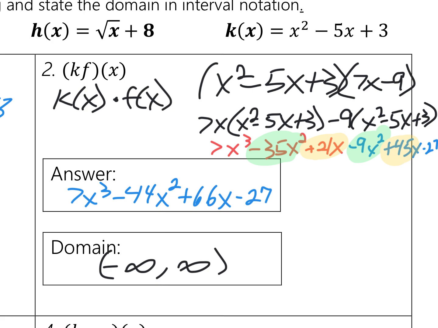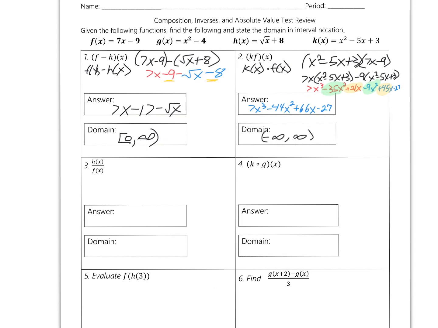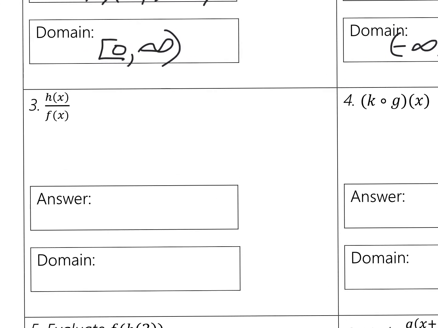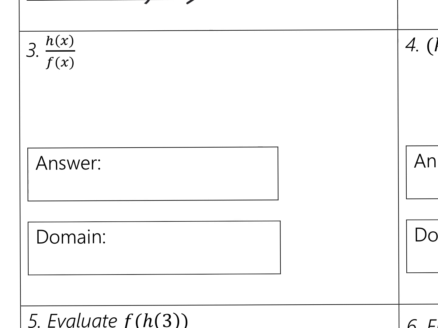So now let's take a look at number 3. So I'm going to zoom out and then show you right here. So we have division here. Okay? So we have h of x divided by f of x. Well, let's just go ahead and write out what h of x is. So we're going to have the square root of x plus 8 divided by 7x minus 9.